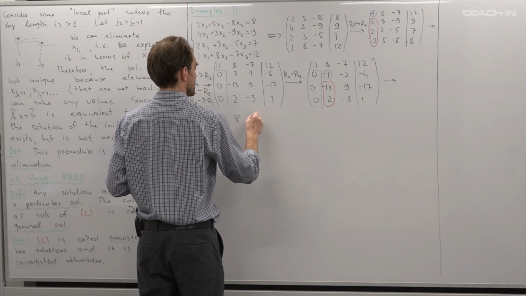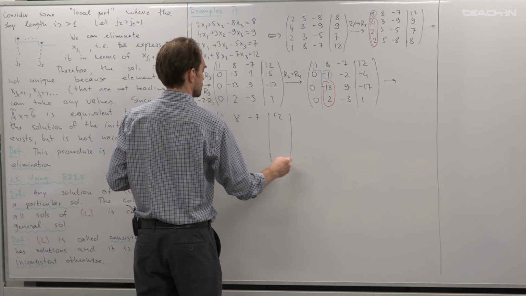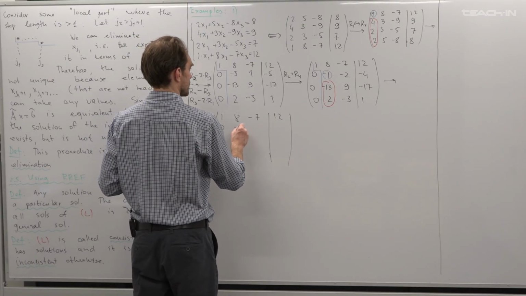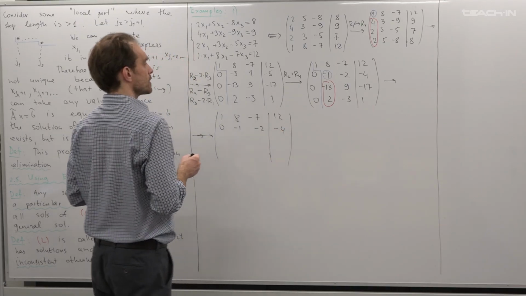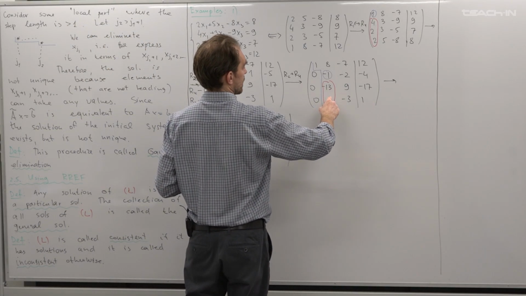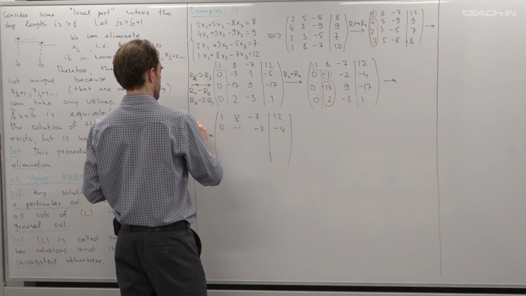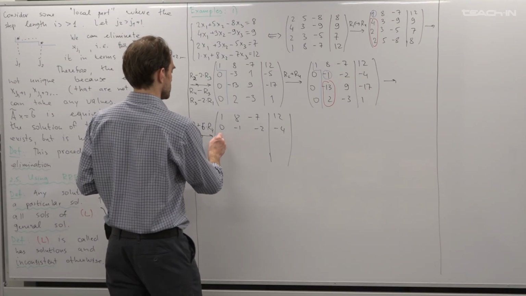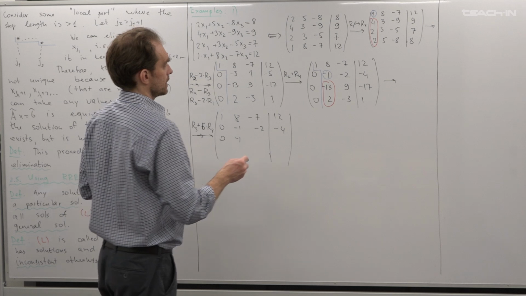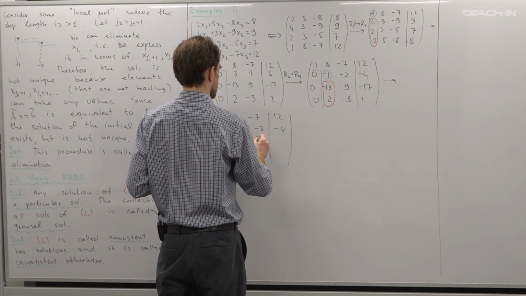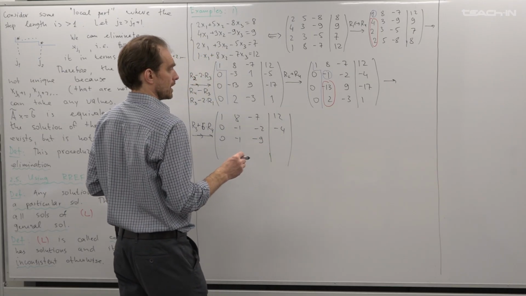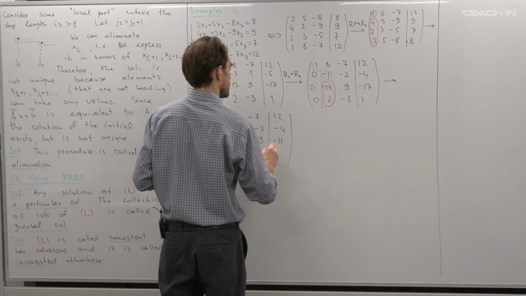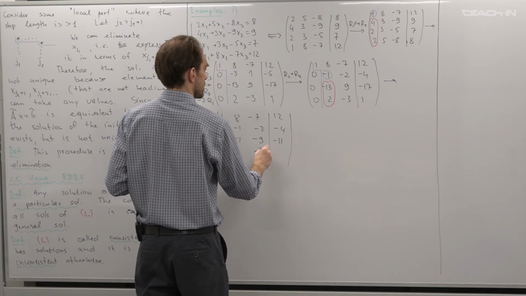I keep the first row unchanged, and then I keep the second row unchanged as well. 0, minus 1, minus 2, minus 4 here, and then I will add the fourth row multiplied by 6 to the third row, so I get 0, minus 1, then 9 minus 18, which makes minus 9, then minus 17 plus 6 makes minus 11, so 0, 2, minus 3, 1.